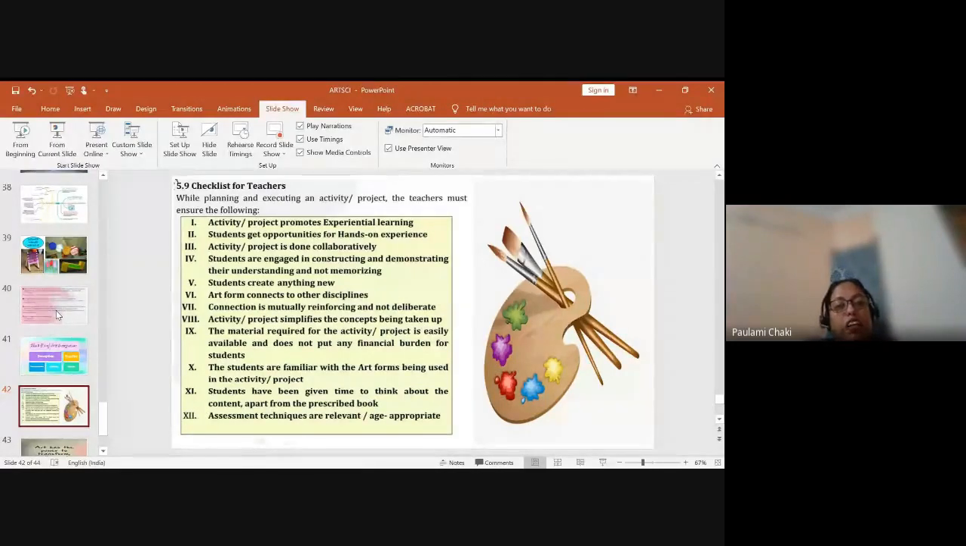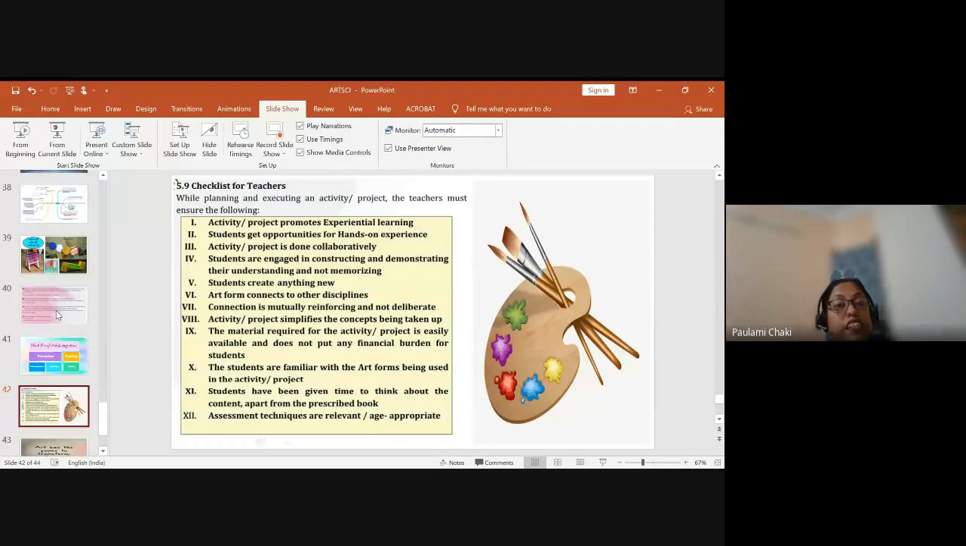Activity: teachers must ensure that the activity or project promotes experiential learning. Students get opportunities for hands-on experience. It should be done collaboratively. We have to give such types of projects which can be done in collaboration. It can engage the students in constructing and demonstrating their understanding and not memorizing it. That is one thing. Rote learning we have to bid goodbye to.